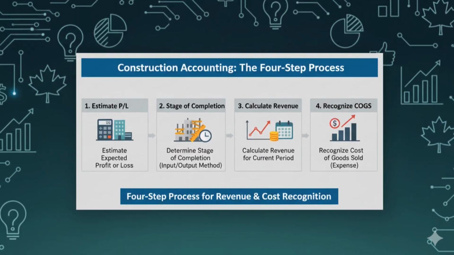The accounting process involves 4 steps. Estimate the expected profit or loss. Determine stage of completion, input or output method. Calculate revenue for the current period. Recognize cost of goods sold, expense. Now let's dive deeper into each of these 4 steps so you can really see how they work in practice.